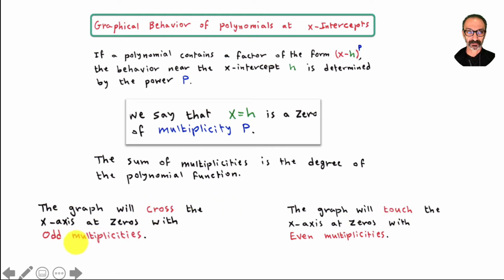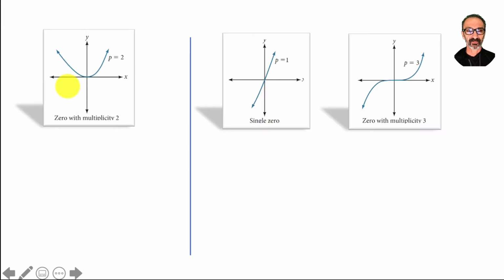For odd multiplicities, it's going to be crossing. For even multiplicities, it's going to be touching and bouncing off. Here's a graph when p equals 2, like x to the second somehow. This is not x to the second, but it looks like it to some degree. 0 with multiplicity of 2. So it touches and goes up.